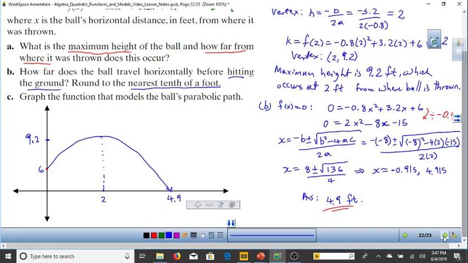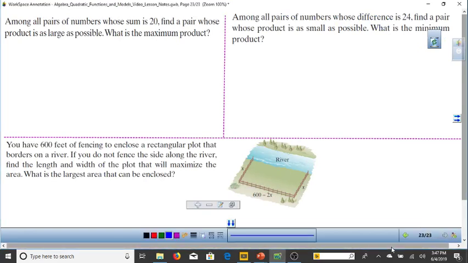Let's do 3 more examples, and that will be it. Among all pairs of numbers whose sum is 20, find a pair whose product is as large as possible. And what is that maximum product? Let's say we have the 2 numbers here. I'm going to call one number x and the other one w. The reason I don't want to use y is because y can be confused for the y coordinate of the equation which we're going to obtain.